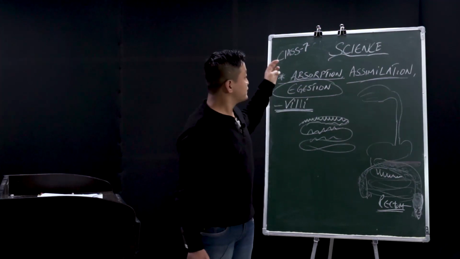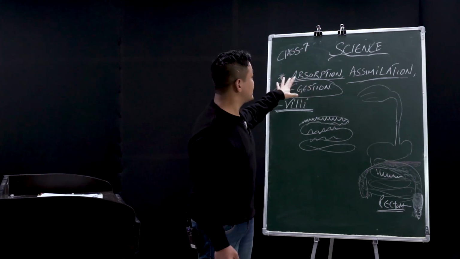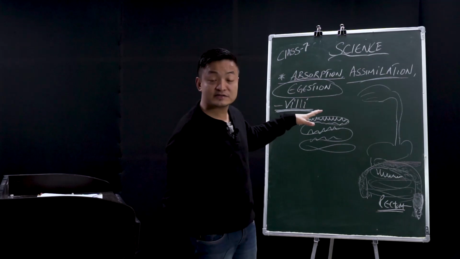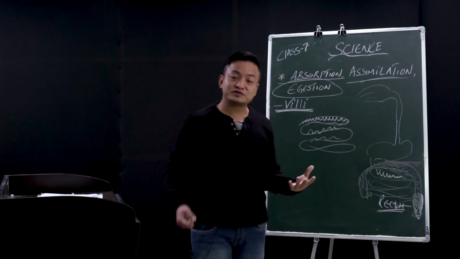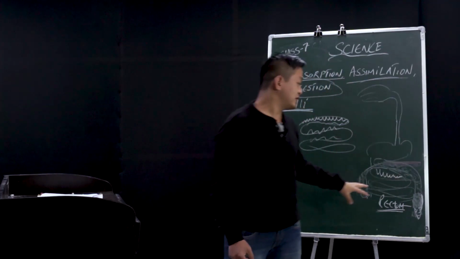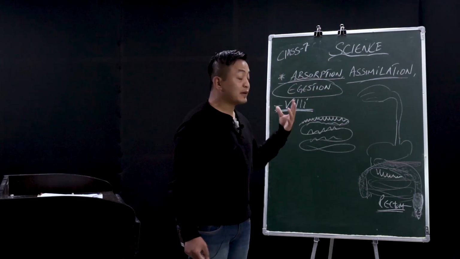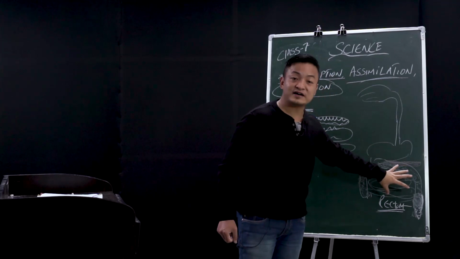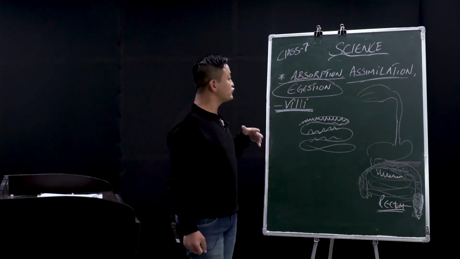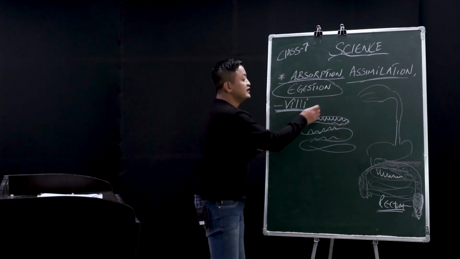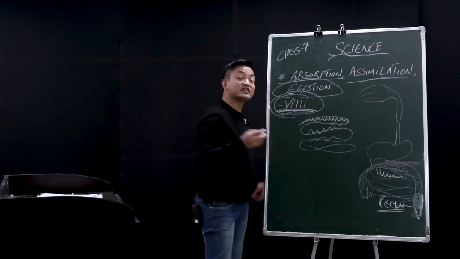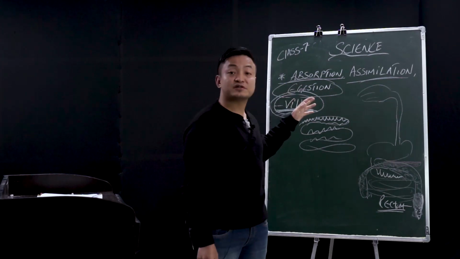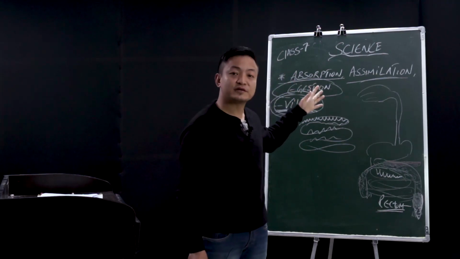So: ingestion, digestion, absorption, assimilation, and egestion. Remember this for digestion in humans, and also remember all the juices produced in the stomach. Then remember the digestion, absorption and assimilation taking place in the small intestine. Clear? And in the small intestine, remember the villi, which are finger-like outgrowths that help in absorption. So we are done with digestion in humans.